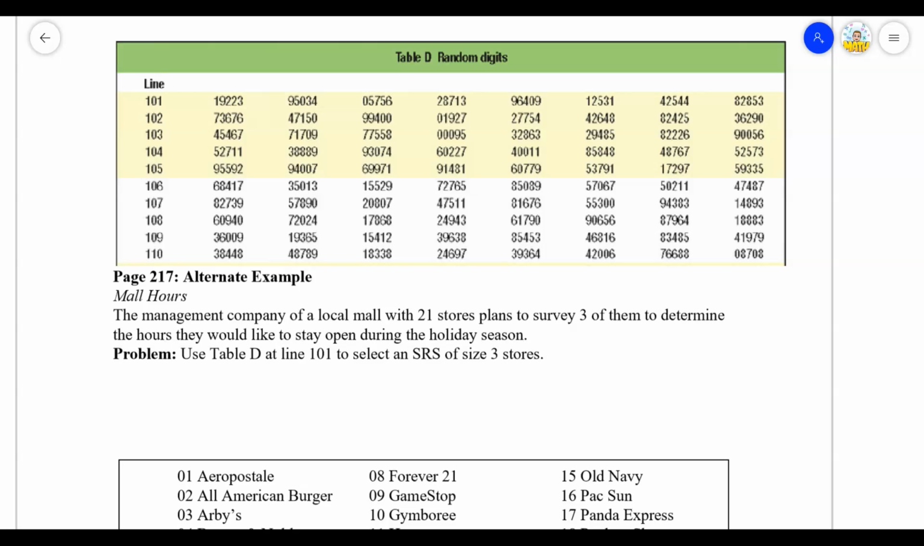So the random digits table, we see this occasionally. The first thing I want to point out to you is that these digits here are not random. A lot of times I'll have students look at those numbers and use them in their result. They're not random. They're sequential. 101, 102, 103. Those are the numbering of the lines. So try not to pay too much attention to those unless I say look at line 107. But what I want to lock in on here is that I have 21 stores and they want to survey 3 of them. This is the most important part.